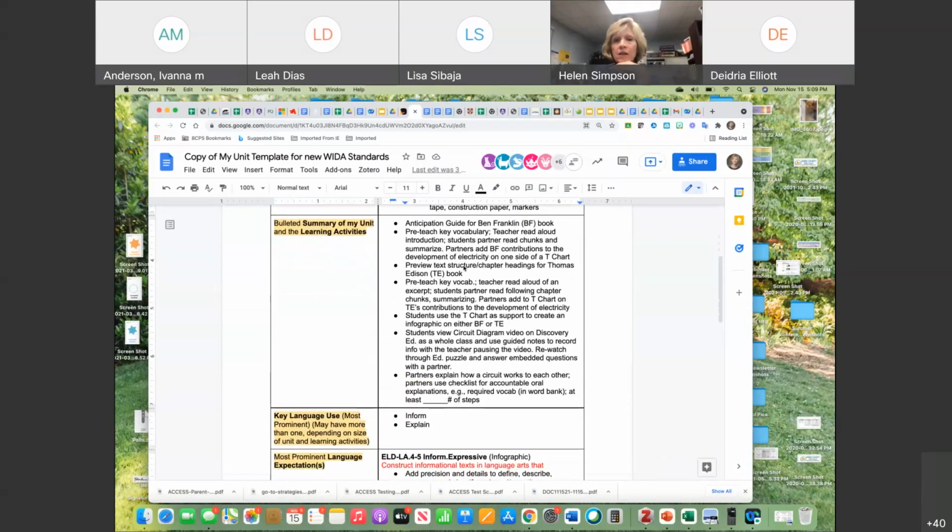And I got pretty detailed on my bulleted summary of my unit and learning activities. You certainly do not need to be that detailed, but I just wanted to give you a picture of what the unit was really like.